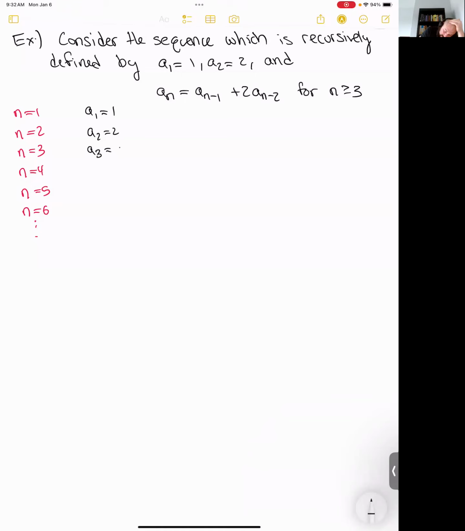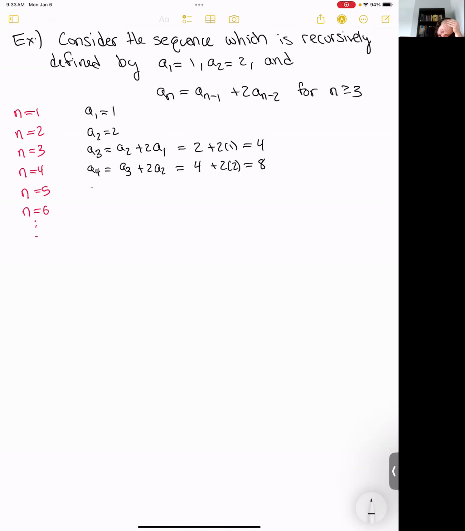Now for a sub 3, we have the two previous ones, which is why we can play around. So a sub 3 is a sub 2 plus 2 times a sub 1. That's 2 plus 2 times 1, so that's 4. Now a sub 4 is a sub 3 plus 2 times a sub 2, because if n is equal to 4, then n minus 1 is 3 and n minus 2 is 2. We already have those two ready to go. So it's 4 plus 2 times 2, and that gives 8.